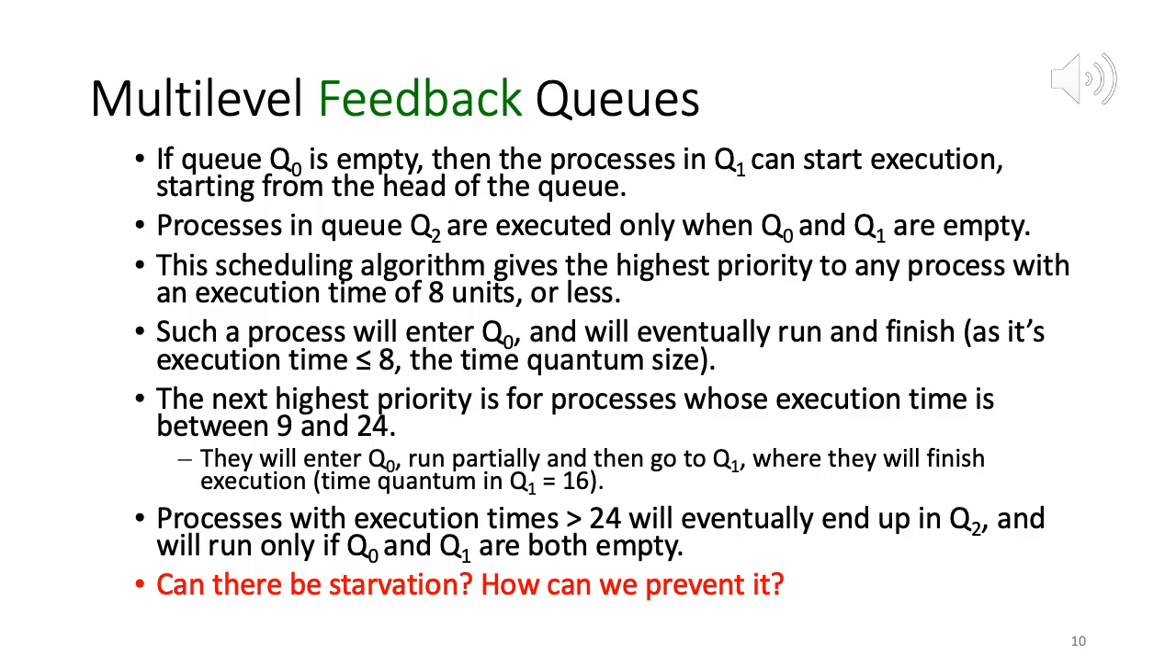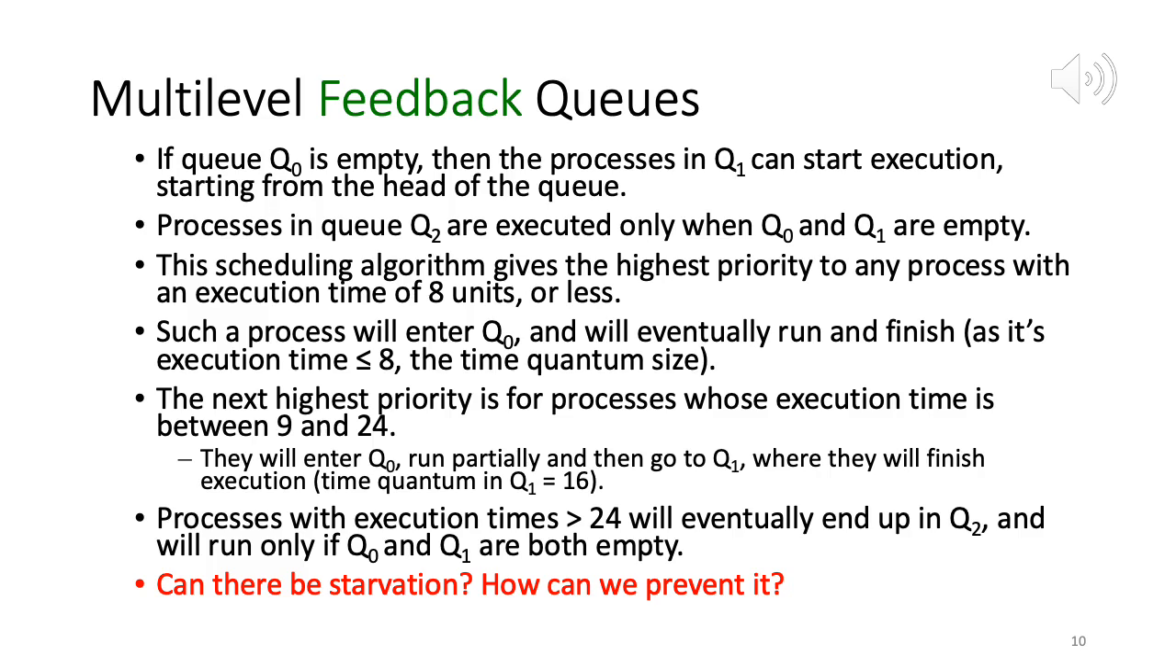So we can say perhaps Q0 has absolute priority over Q1, and Q1 has absolute priority over Q2. Which means we can execute from Q1 only when Q0 is empty, and we can execute from Q2 only when Q1 and Q0, of course, both are empty. So if Q0 is empty, processes in Q1 can start execution starting from the head. Processes in Q2 are executed only when Q0 and Q1 are empty. So we have that absolute priority.